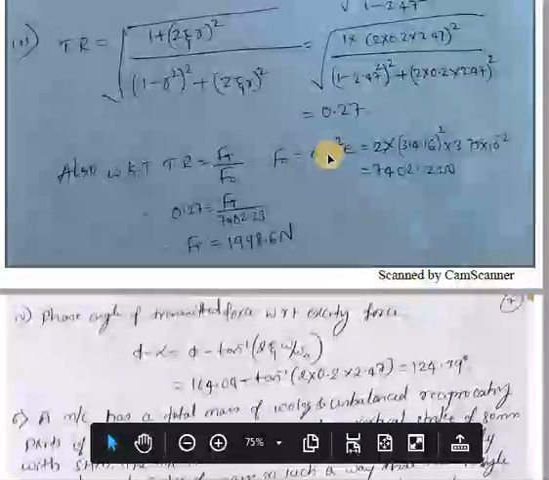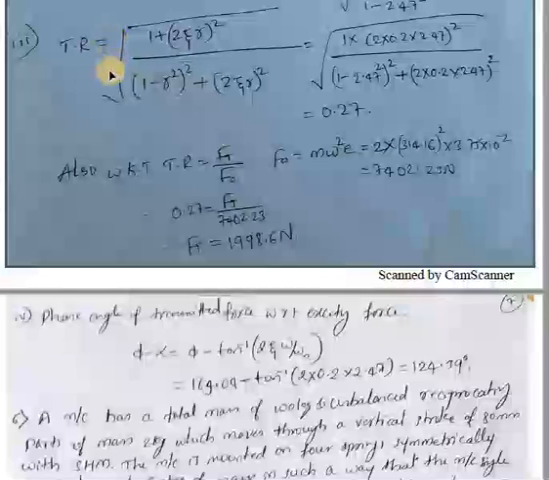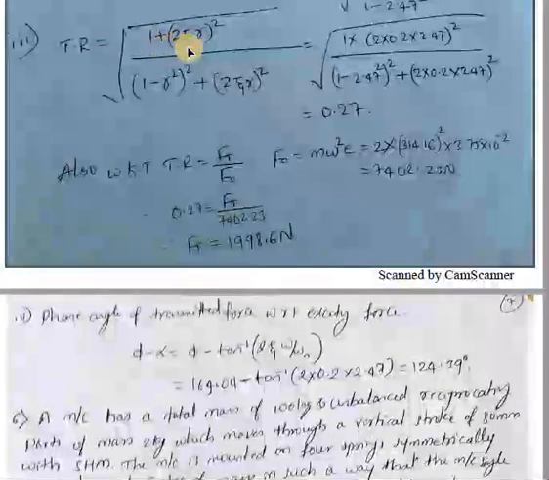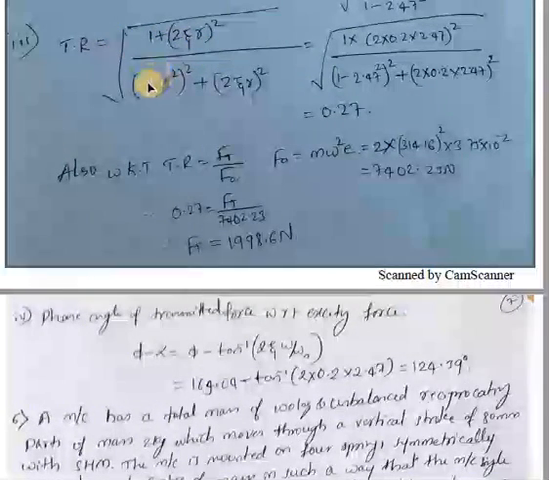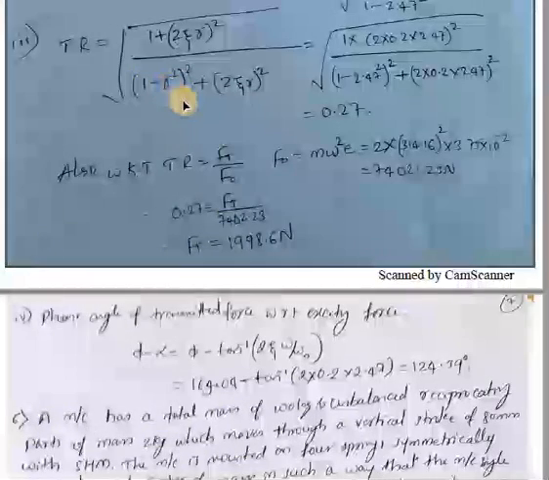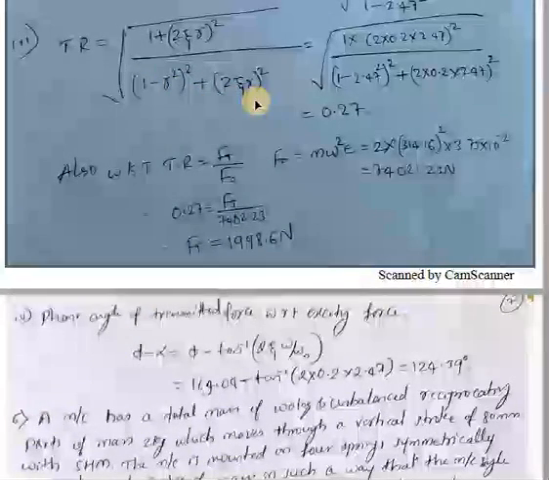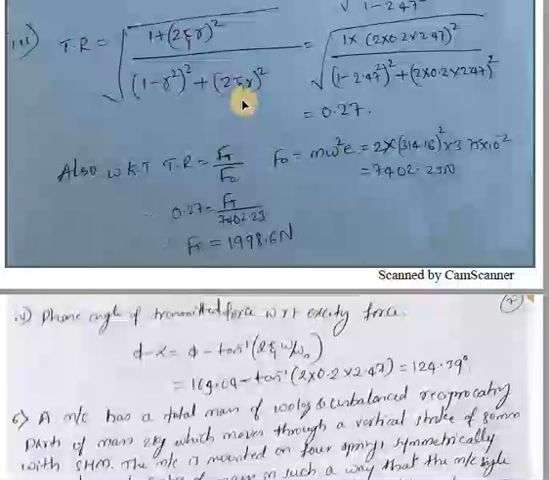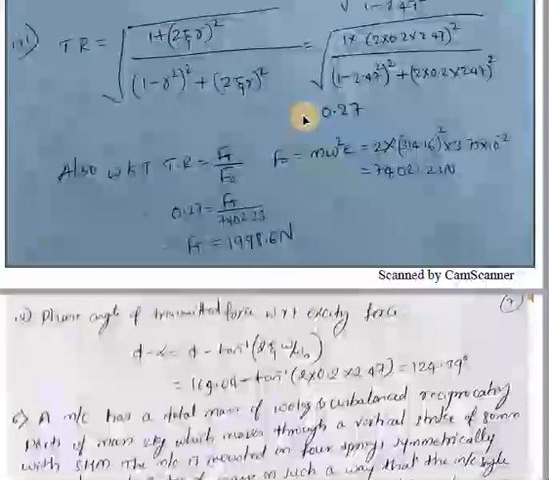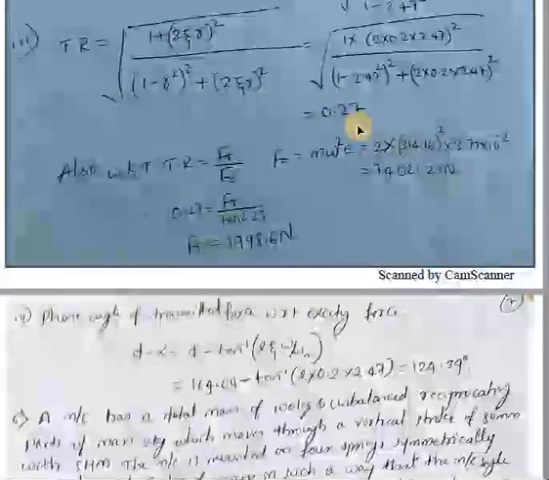Then the third one is the transmissibility ratio you need to calculate. It is given by root of (1 + (2 zeta r)²) divided by ((1 − r²)² + (2 zeta r)²). So here also you know all the values. Substituting, you will get the transmissibility ratio as 0.27.